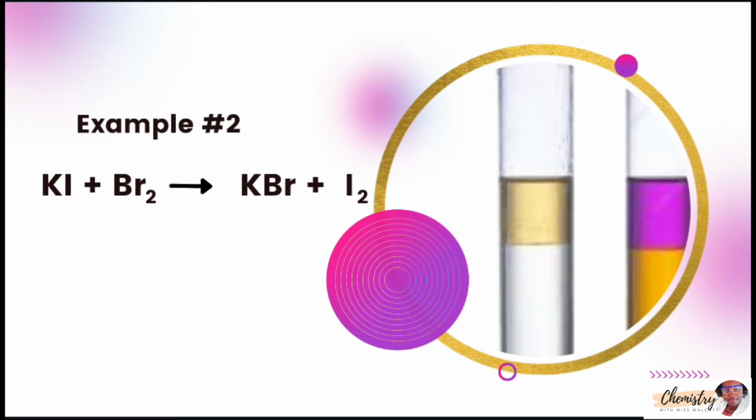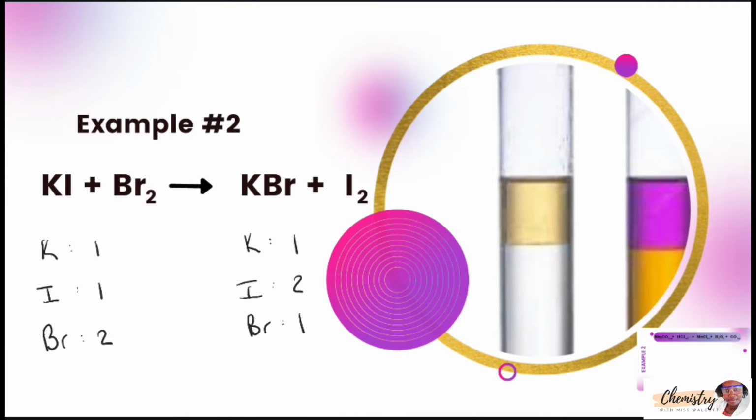Now we saw displacement reactions before, where a more reactive halogen can displace a less reactive one from its solution. Here we have potassium iodide, and to that we're adding some bromine, and that will react to form potassium bromide and iodine. And this equation is unbalanced because on the reactant side we only have one iodine atom, but on the product side we have 2, and on the reactant side we have 2 bromine atoms, while on the product side we only have 1.